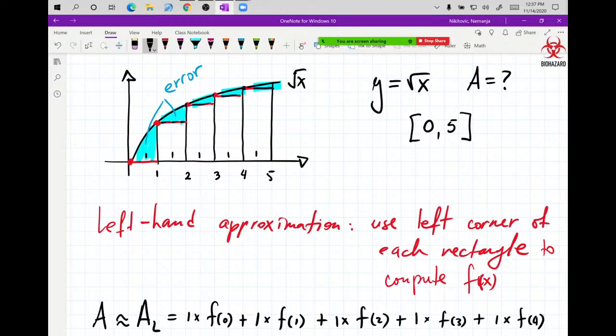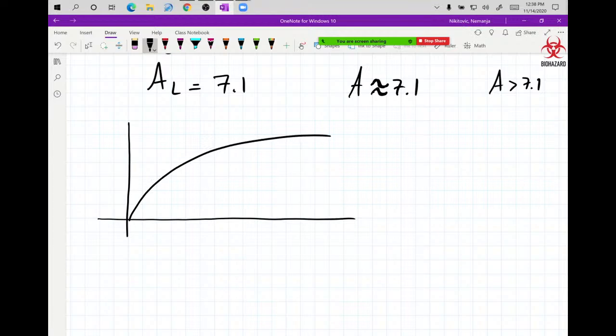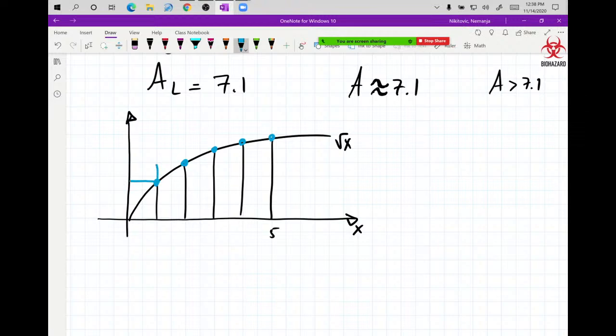Now, same graph, but done with the right-hand approximation. One, two, three, four, five. Still your root x. Nothing changed there. Now, these are the right points. And now we make the rectangles. I hope you see that we still get error, but now I am not undershooting, I'm overshooting. So in this case, the true area is smaller than the approximating area.